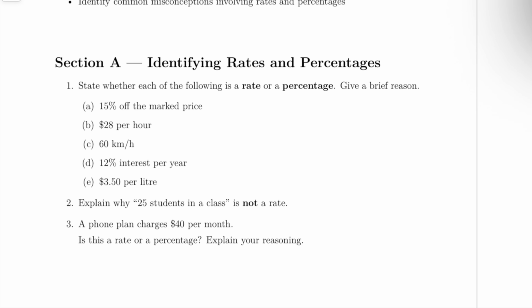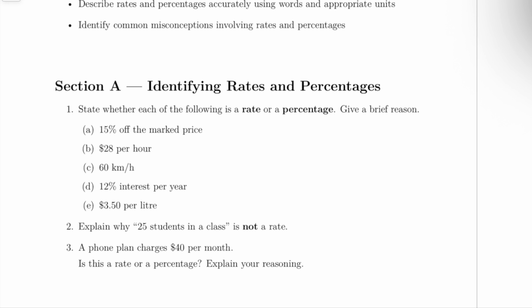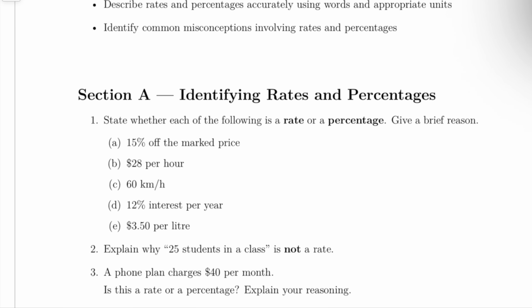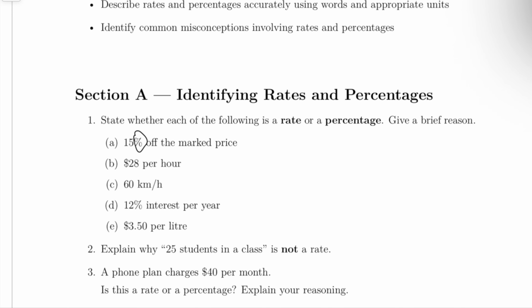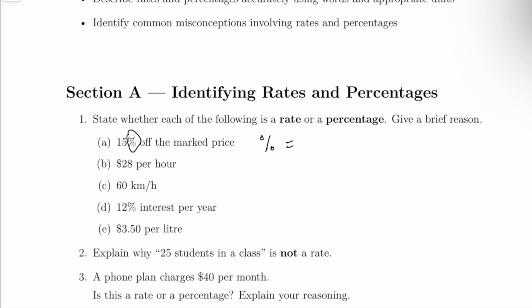So let's begin with section A. State whether each of the following is a rate or a percentage, give a brief reason. So letter A, 15% off the mark price. We can already see there's a percentage sign. So we can say percentage equals per 100.